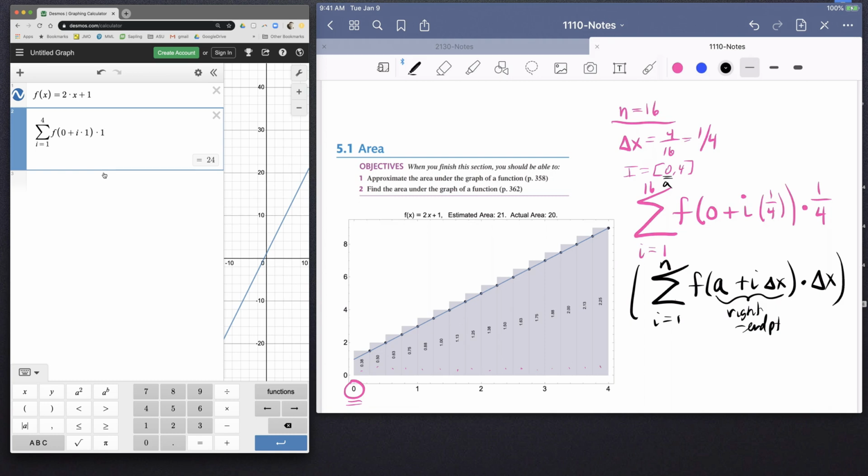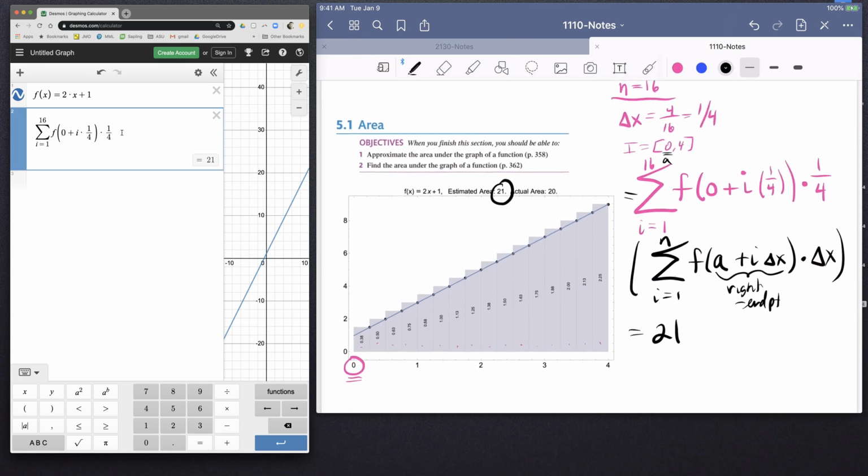So the advantage of this notation in Desmos is that you can simply change a couple of numbers here, go up to 16, 0 plus i times 1/4, and then if you multiply by a fourth, delta x, we can see here that this is where the 21 comes in. So we can see that when n goes to 16 rectangles, we get 21, which is closer to the actual area.